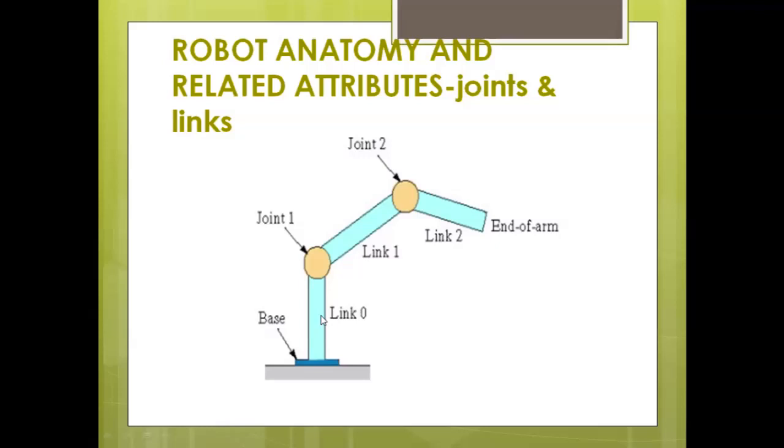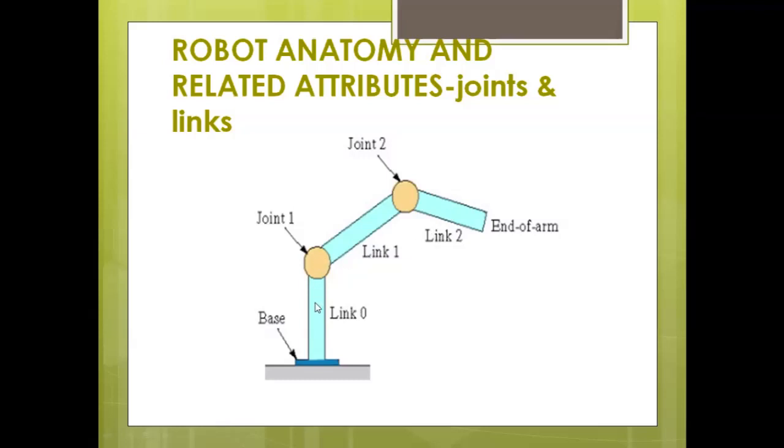Link is nothing but a solid metallic device, like our bone. Whatever bones are there in the human body, like that here the links are nothing but solid metallic devices. Link 0 is one solid metallic device, link 1 another, link 2 a third solid metallic device. Based on your requirement, you can use a number of links.